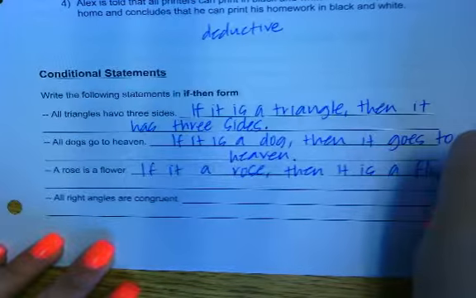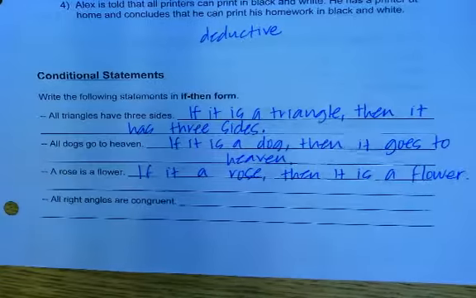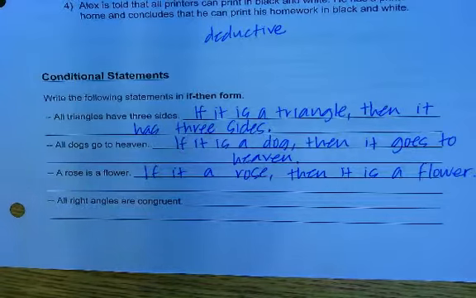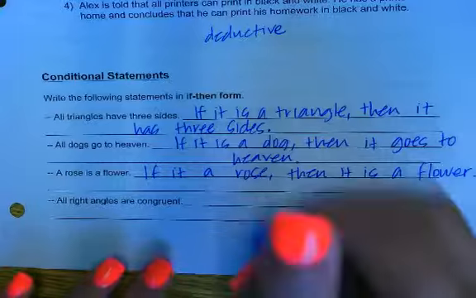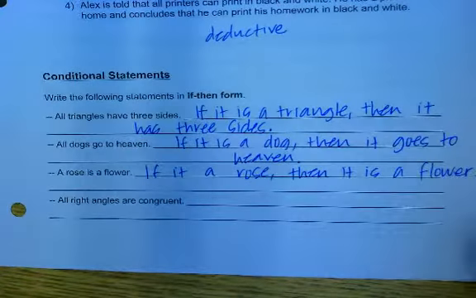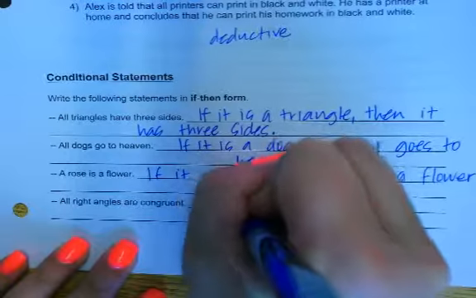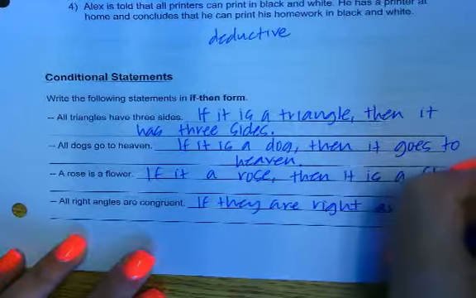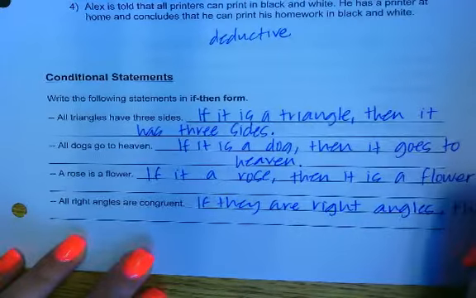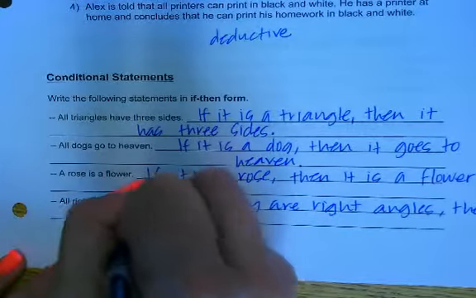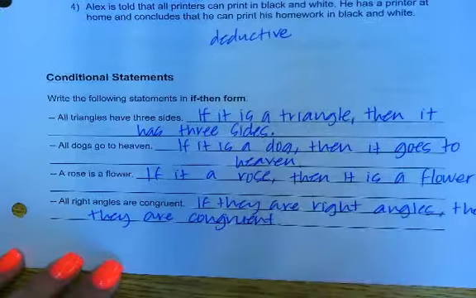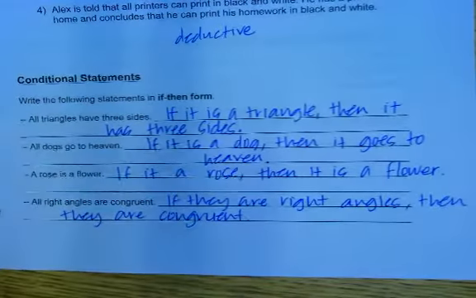And last one, all right angles are congruent. If it's a right angle, then it's congruent. Okay, because it's plural, you would say if they are right angles, then they are congruent. Okay, because we can't just have one thing congruent. So, if they are right angles, then they are congruent. Questions on writing conditionals? We're good?